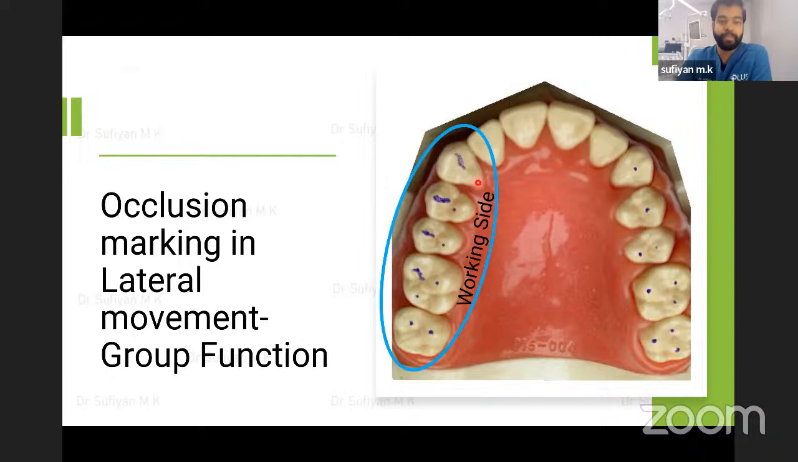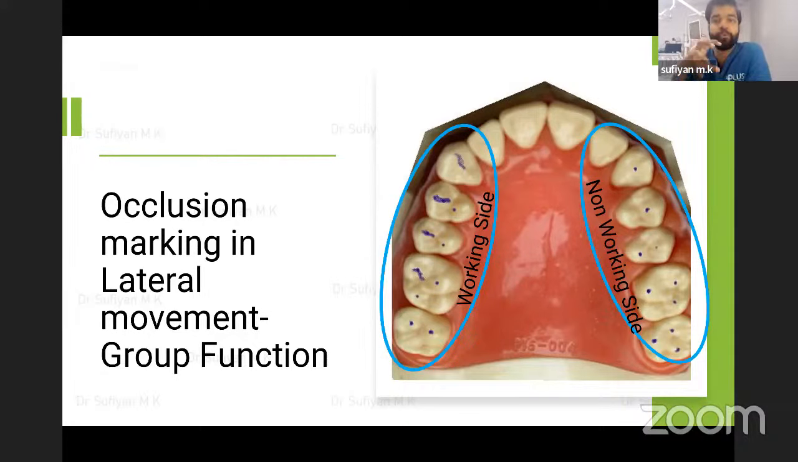So if you're moving to the right side, this becomes the working side, and the other side becomes the non-working side. Vice versa, when you are moving the mandible to the left side, that becomes the working side, and the other side becomes the non-working side. So always the working side marking should be there. Okay. When you have marking on the non-working side, these are the occlusal interferences you will remove, right? So that's the importance of checking the articulating paper marks in the lateral excursions.